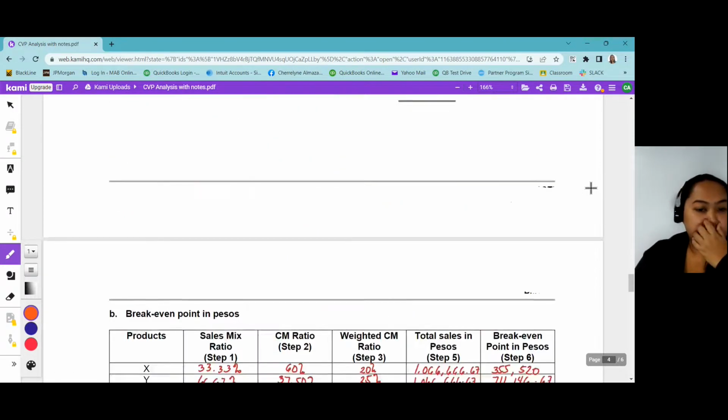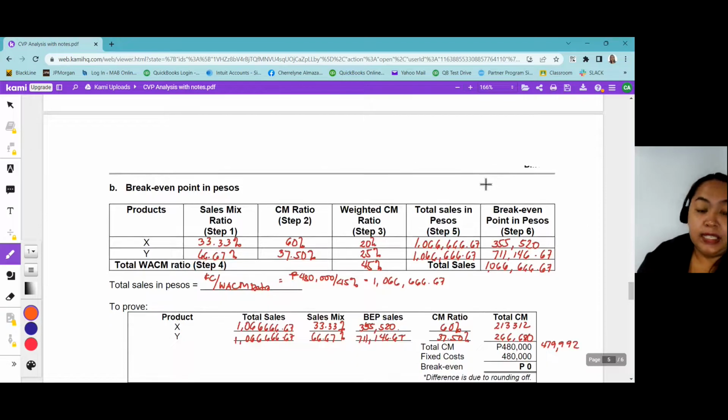Okay. So, paano na-compute yung 333.33 at 66.67? Tignan nyo ha. Si X, sabi niya, sa sales mix natin, magpo-produce siya ng 2 for every 4 units ni Y. This is total of 6. So, 2 over 6, that's 1/3 or 33.33%. Okay? And then, si Y naman, this is 66.67%. Okay? And total of 100.